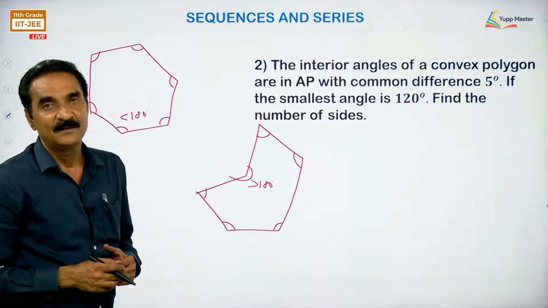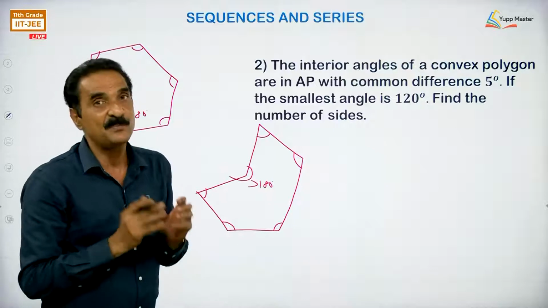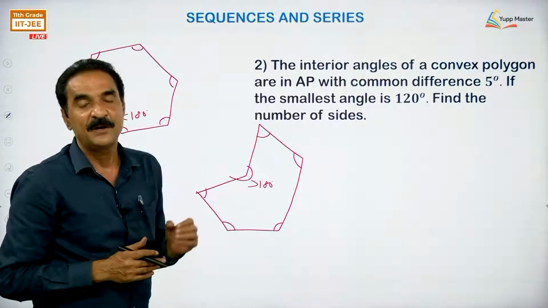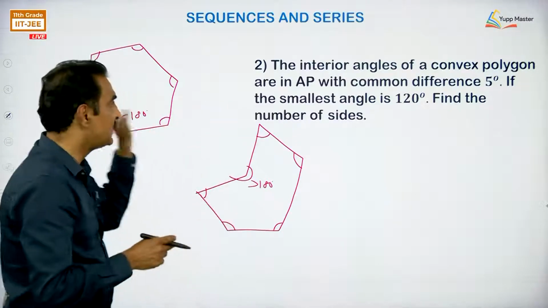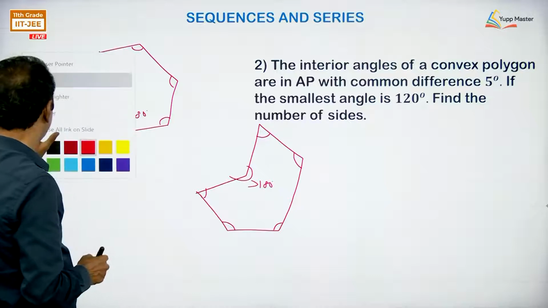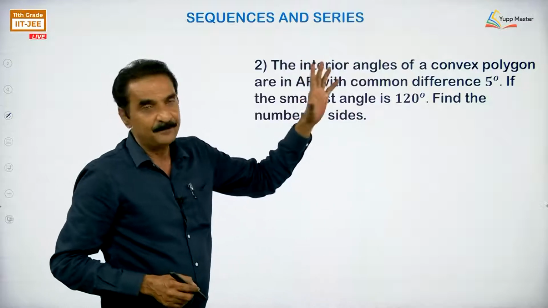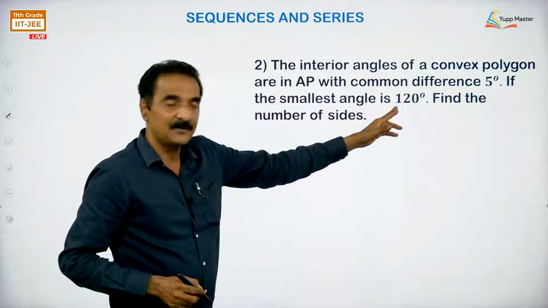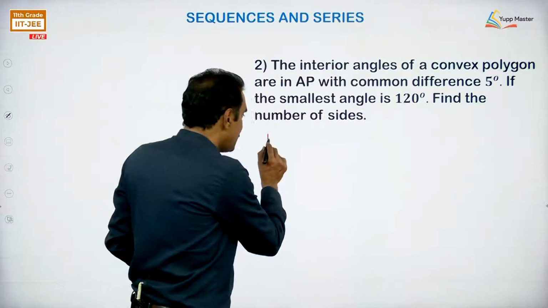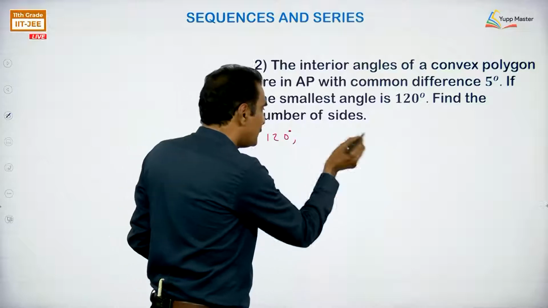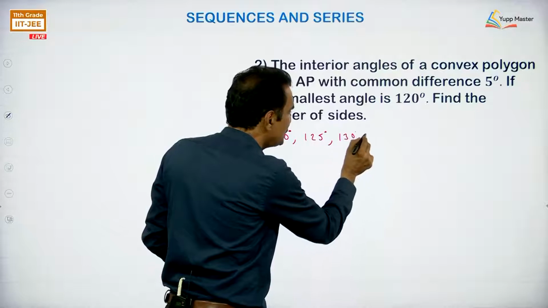Alright. But in the question it is said that it is a convex polygon. So that is the first point you should keep in mind. Every interior angle must be less than 180 degrees. Alright. Now let us start solving the question. Interior angles are in AP. Smallest angle is 120 degrees, common difference is 5 degrees. So what are the interior angles? 120 degrees is 1 and further adding 5, 125 degrees, 130 degrees and so on.